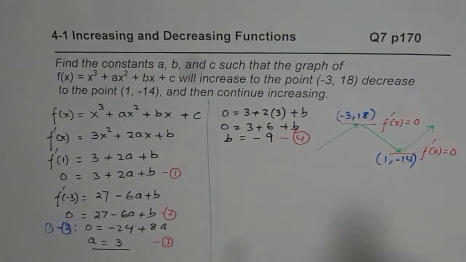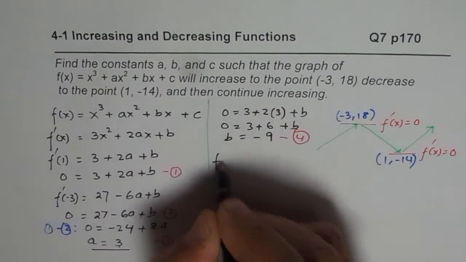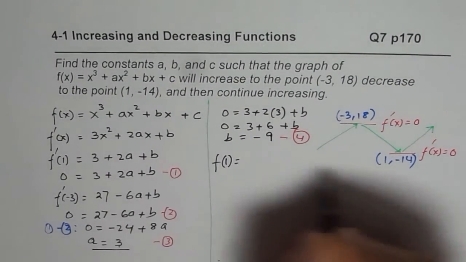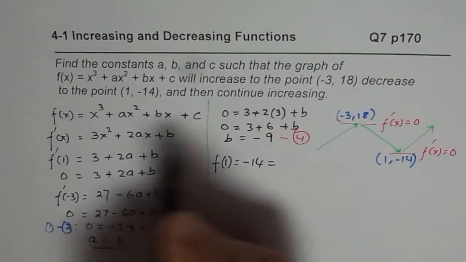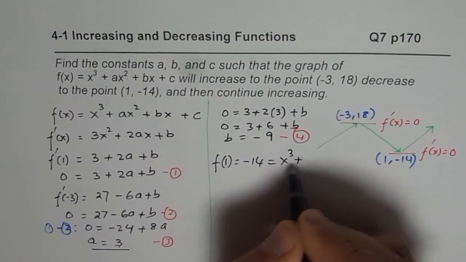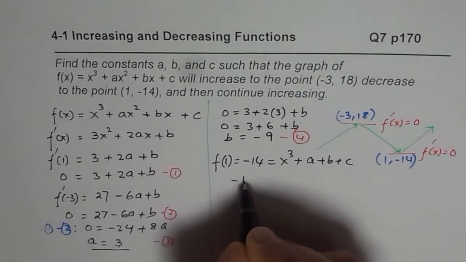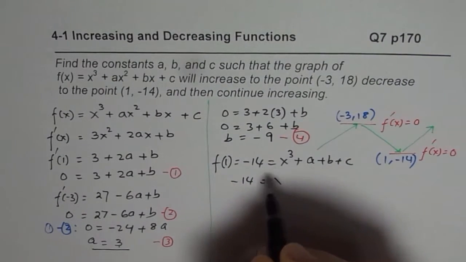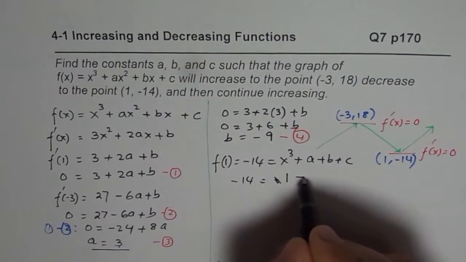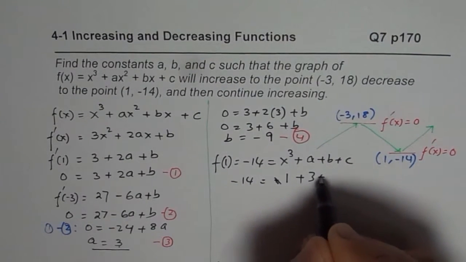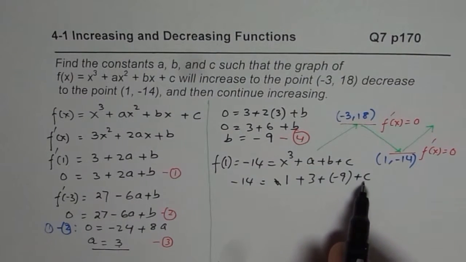Now we'll use one of the points to find the value of c. So f(1) equals -14. And if I substitute 1 in my function, I get x cubed plus a plus b plus c. Now x is 1, so I'll write 1 here. x cubed is 1, plus a is 3 for us, plus b, which is -9, plus c. So from here we can calculate the value of c, right?